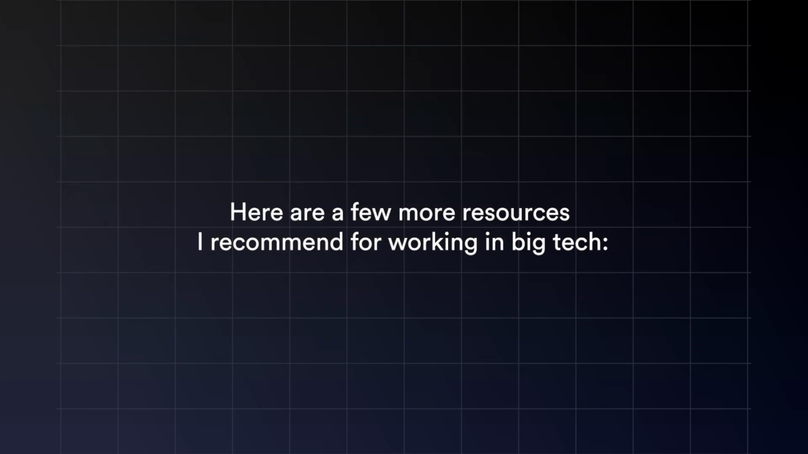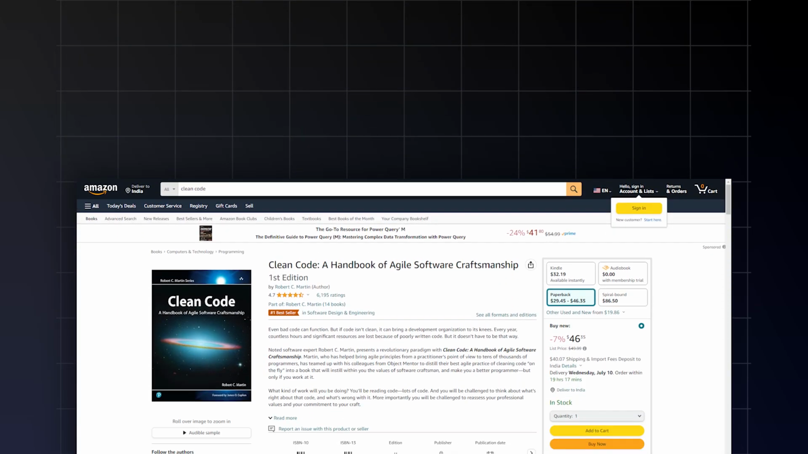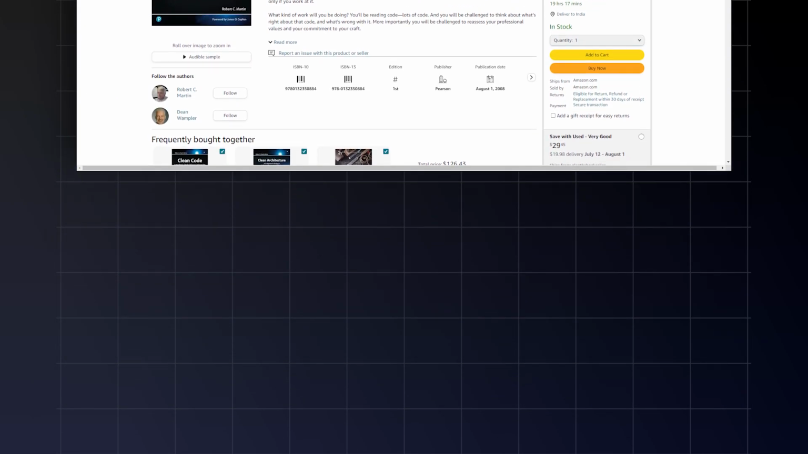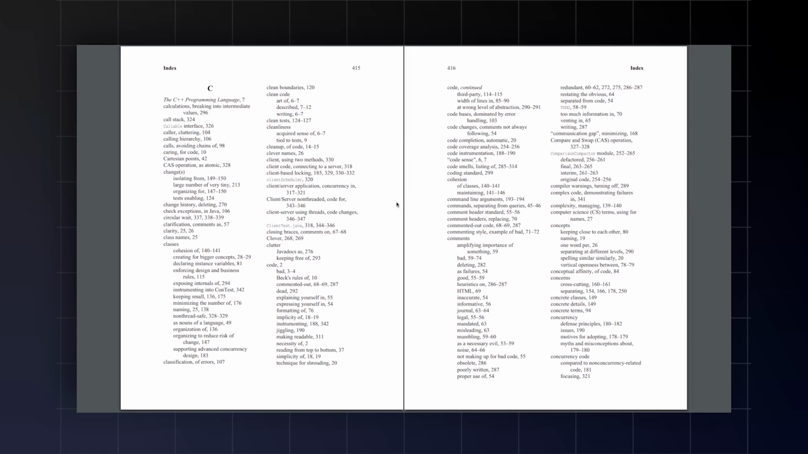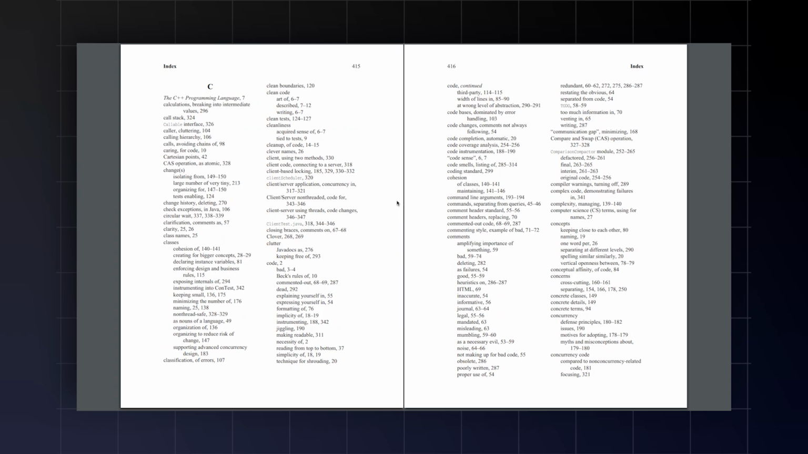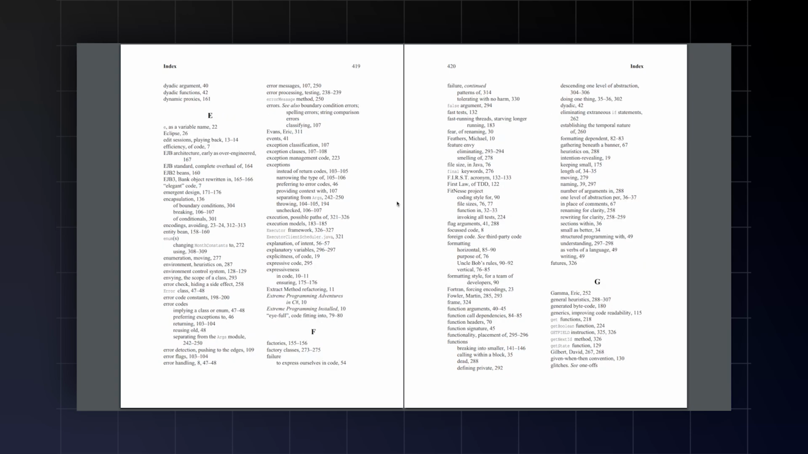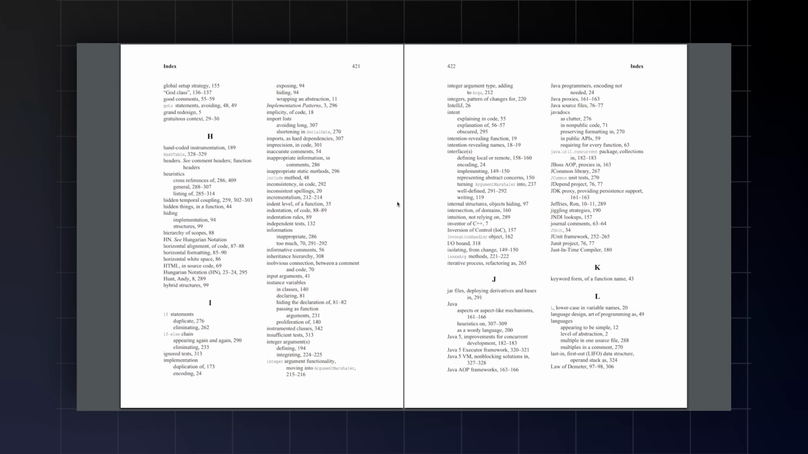Here are a few more common resources I recommend for working in big tech. Clean Code. By the end of reading Clean Code, you'll be able to spot the difference between good and bad code, write clean and efficient code, and understand the importance of clean names, functions, and classes. Plus, you'll pick up tips for formatting code for readability and mastering error handling without losing sight of your logic. It's a must-read for anyone serious about leveling up their coding skills.